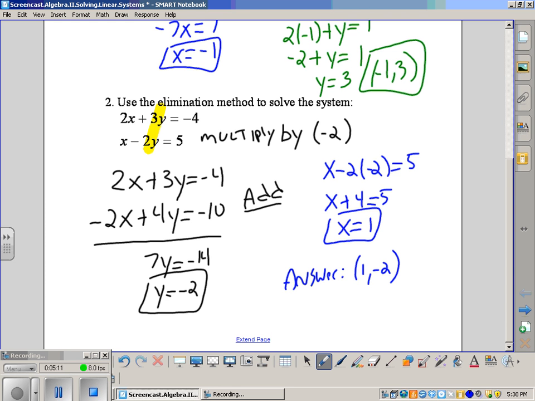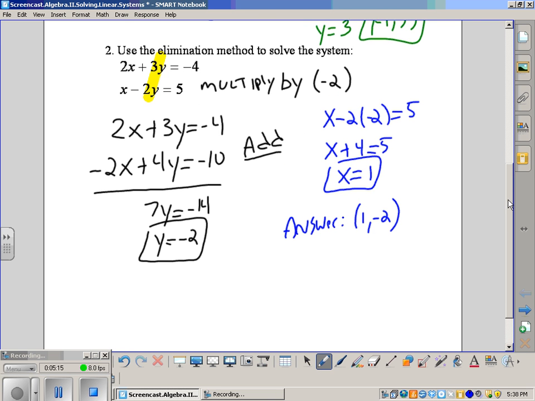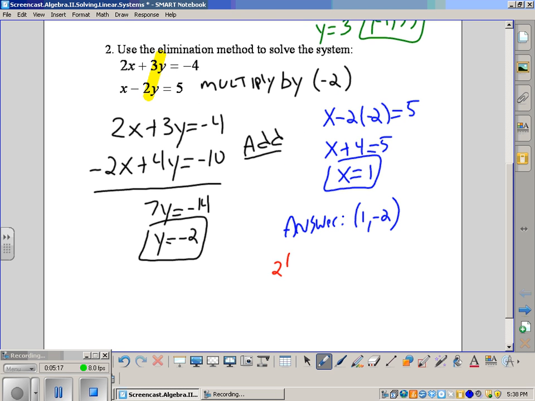And again, let's just do a check of this answer. So let's see. That's negative 4. That works. And the second one, that's 5. That works. Nice. All right. So we just did a substitution and then an elimination problem.